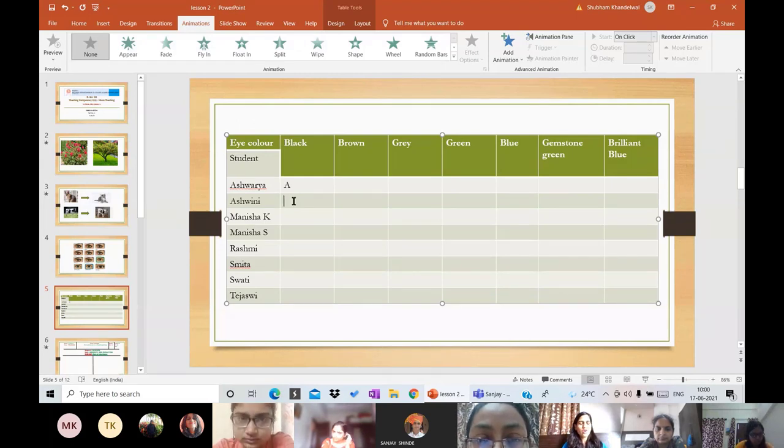Ma'am, light brown. Okay, you have to tell me what is the color of eyes of your father, mother, brother? Light brown color for father. Everybody, almost in the house. Okay, then what about Manisha Khanwe? Black, ma'am. All? Yes. Okay, Manisha Singh? All black. Okay, Rashmi? Yes, black. Wow. See, as I told you, in the Indian population, you will commonly find black, brown and gray eyes. Smita, are you there? You are on mute, beta. Unmute yourself. Black. All black? Yes. Okay, Swati? Ma'am, all brown.